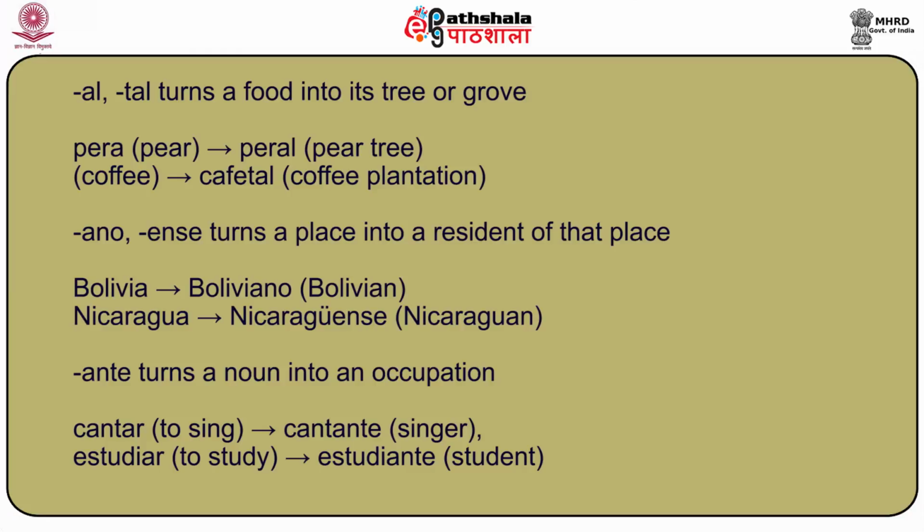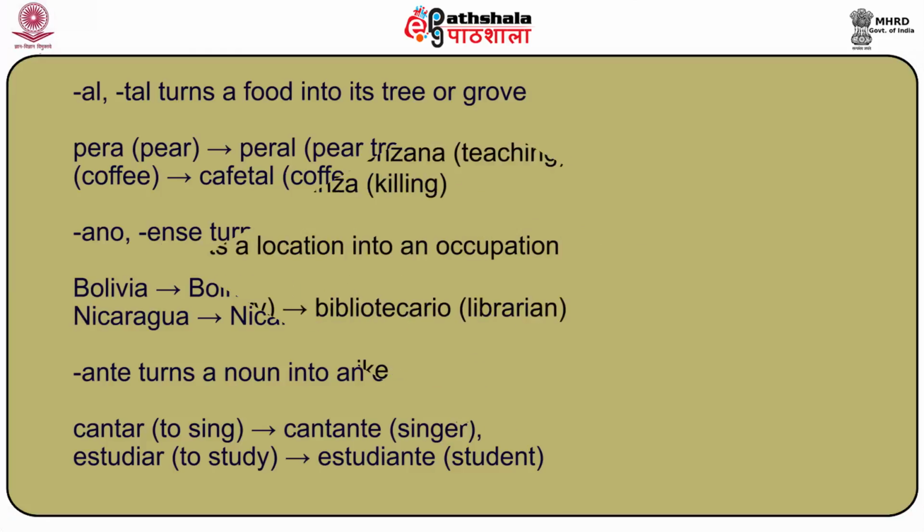Ano or ense turns a place into a resident of that place. Bolivia turns into Boliviano, Bolivian. Nicaragua turns into Nicaraguense, Nicaraguan. Ante turns a noun into an occupation. So cantar, the verb to sing, becomes cantante, singer. Estudiar, to study, turns into estudiante, or a student.